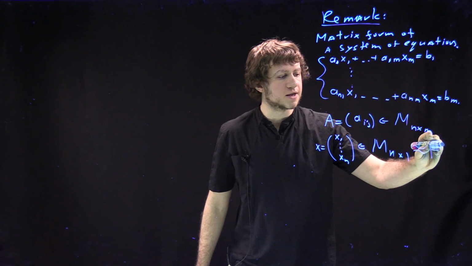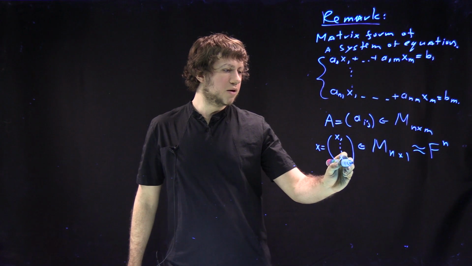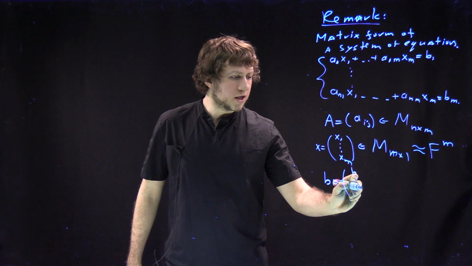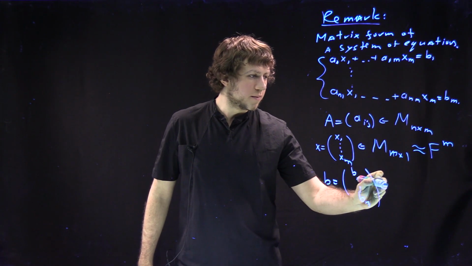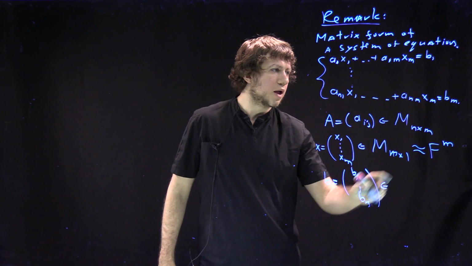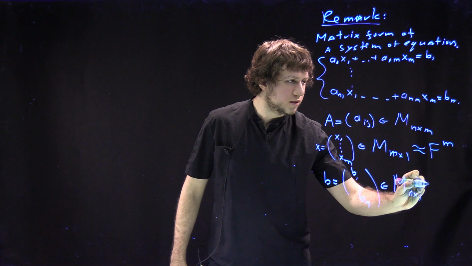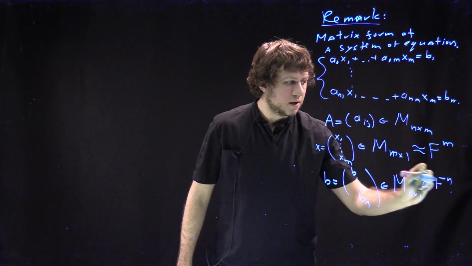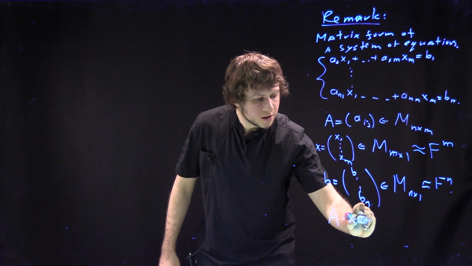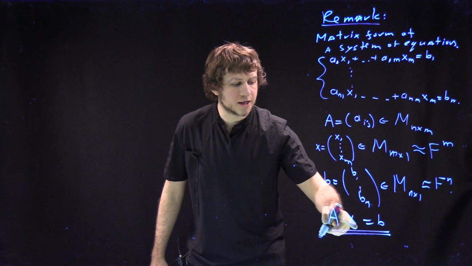So this is the same thing as F power n, but let me ignore it for a second. And then b is a vector b1 up to bn, also a matrix of size n times 1, which you can think of as F^n. Then in this form, your equation is just A times x, as a matrix, equals b. You are trying to find a vector x such that A times x equals b.